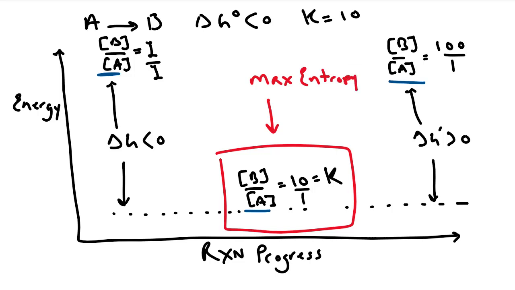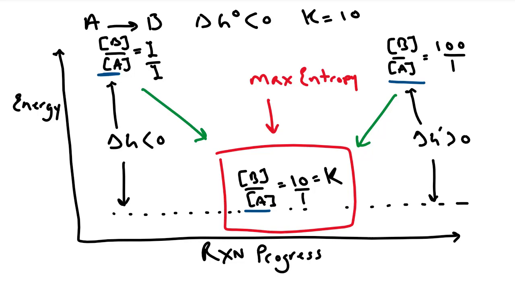If I move in any direction, whether it is going this way or that way, I am ordering the system. Thus, it will have a positive delta G, and it will not happen spontaneously. Whereas going in the opposite direction, this is disordering the system. Therefore, it will happen spontaneously, and it will have a negative delta G.